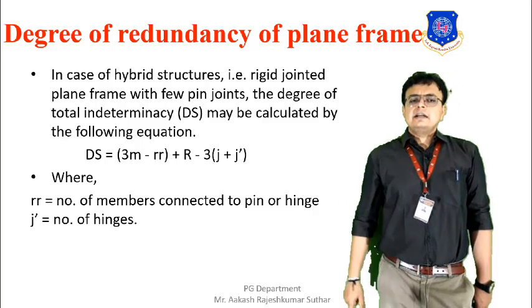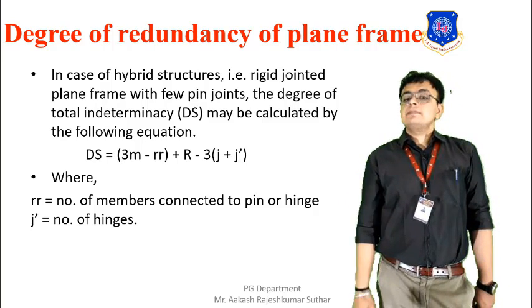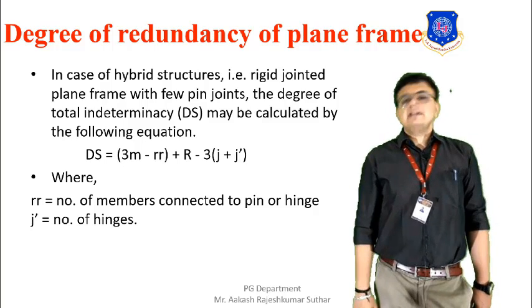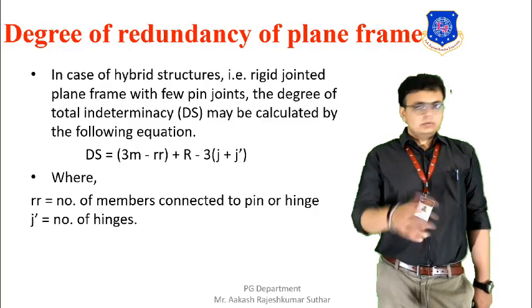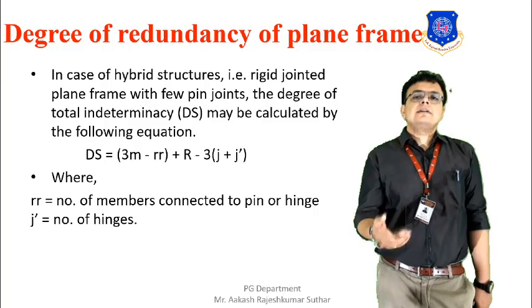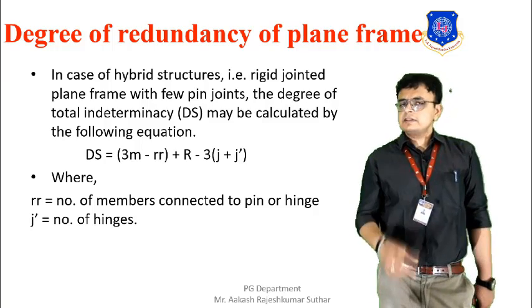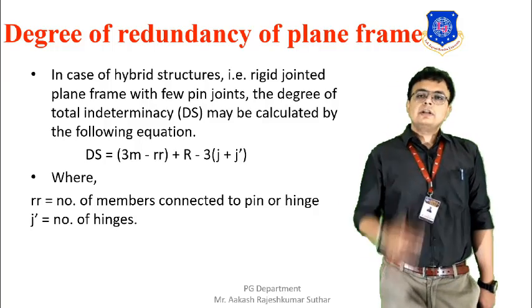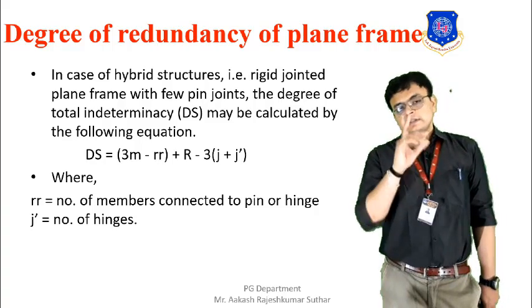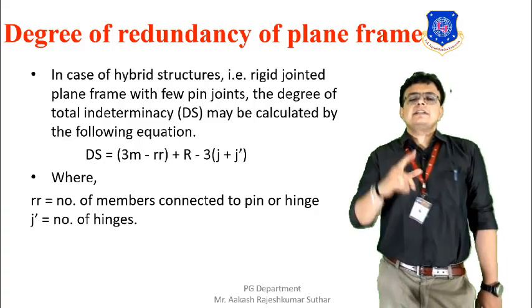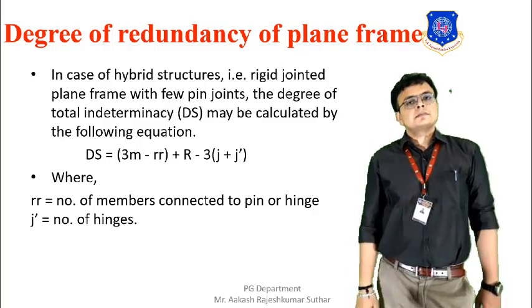Basically, double R is the number of members that are connected to a pin or a hinge. So wherever hinges are provided, the number of members connected with those pins or hinges will be double R, and j dash is the number of hinges.